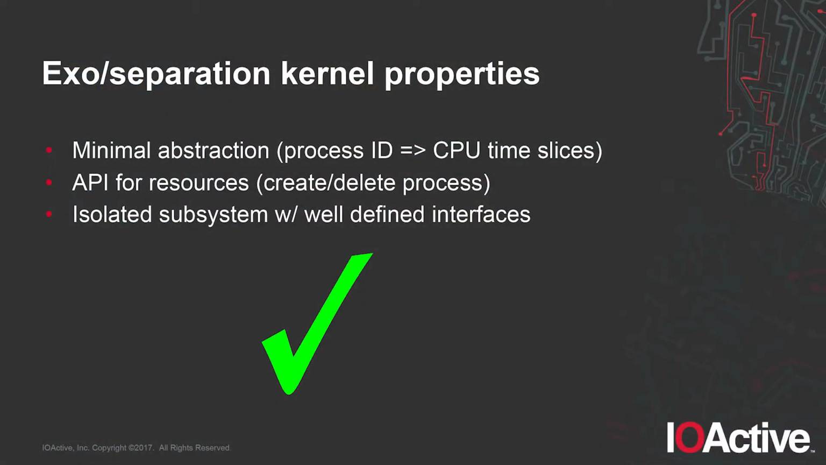And since this is running in hardware, these are physical wires. It is very easy to just go look at the netlist of the system and see these are the only wires between block A and block B. Therefore, this is the sum total of our data flow. And so this provides properties you would expect from an exokernel and a separation kernel. We have very minimal abstraction. One of these process IDs corresponds to some unit of CPU time. We have an API for it in which we can create and destroy processes, and it is an isolated subsystem that has a well-defined interface.